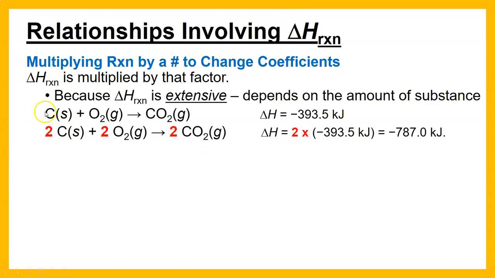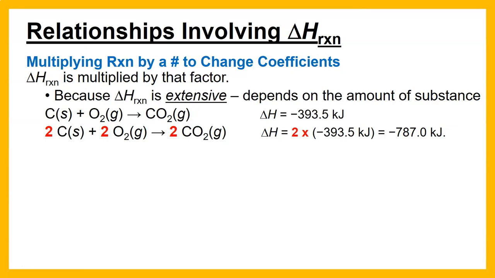So you can see here, if I have 1 mole of carbon and 1 mole of oxygen gas to make 1 mole of carbon dioxide, this is the amount of energy that's involved. But instead, if I had 2 moles of carbon, 2 moles of oxygen, and 2 moles of carbon dioxide being made, I'm going to get twice that amount of energy being released, which makes sense. I have twice the material. That enthalpy is extensive, right?